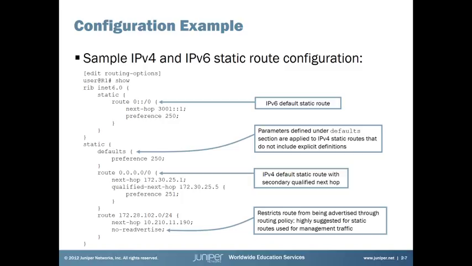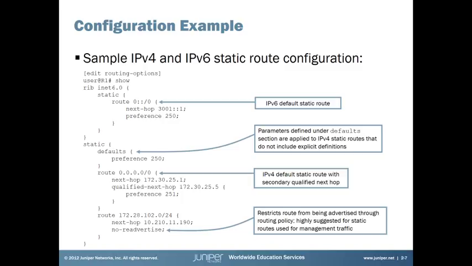So we could change our preference. Just to say we did, let's just say we changed our preference to 250, and we've got a default route here. We've got 2 next hops, 1 to 172.30.25.1, and another next hop to 172.30.25.5, and it's a qualified next hop, and we've got a preference of 251.